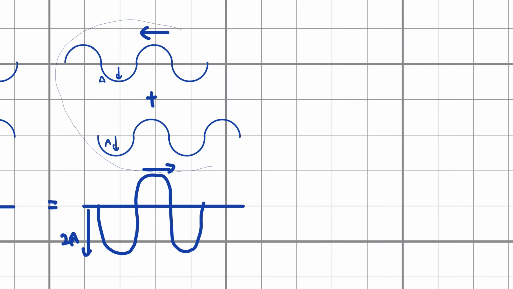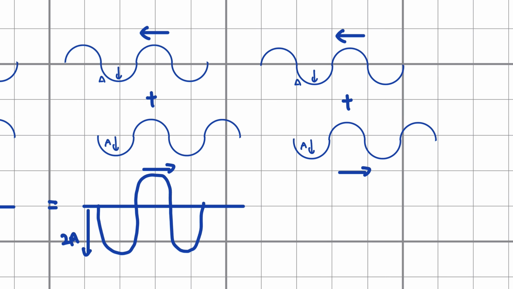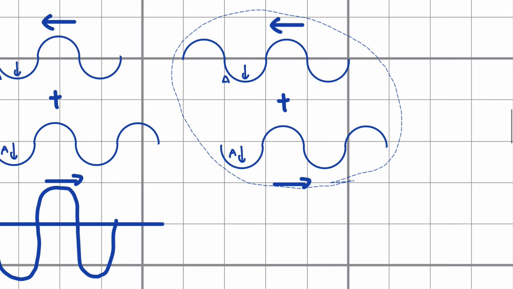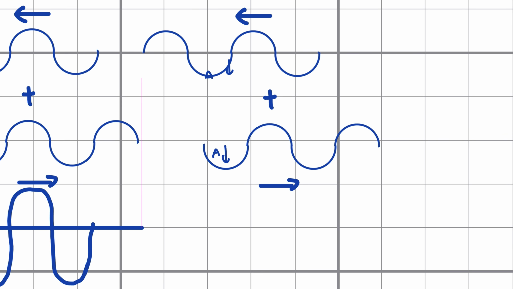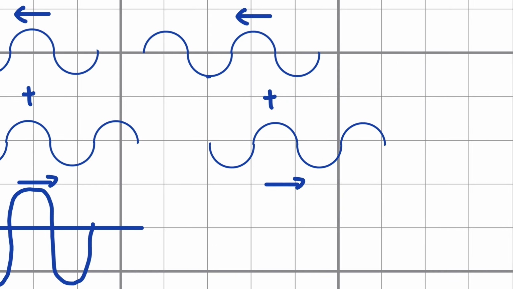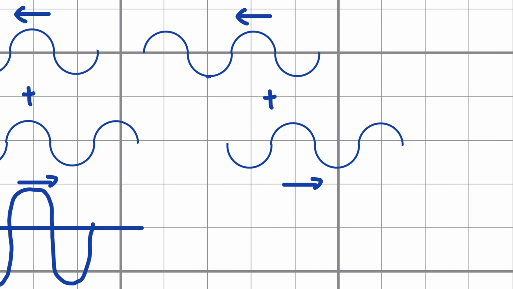So I'm going to copy this diagram, right? Again, I'm going to proceed to move this wave another quarter period. So I'm going to move this one to the right, something like this. And then I'm going to move this wave to the left by a quarter period. So again, I'm going to move something like this. Right. So what do I get here?